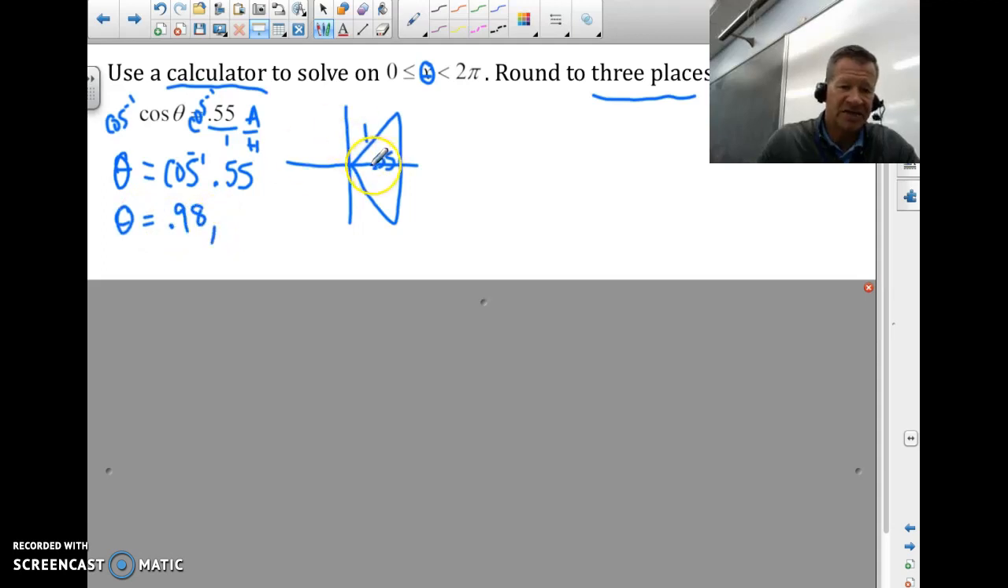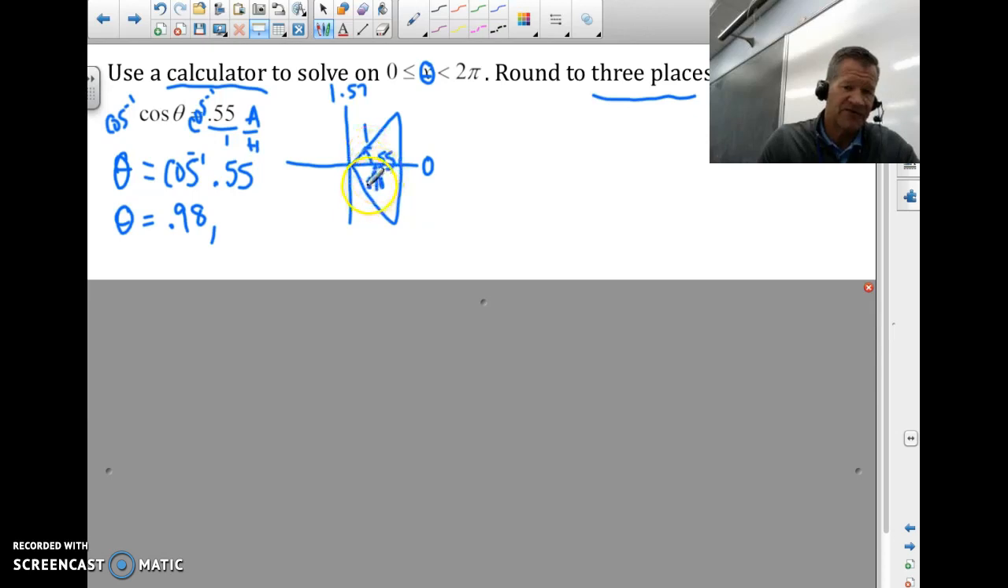So that means this angle right here is 0.98. Now that should make sense because I know this is 0 and I know this is pi over 2, which, half a pi, is about 1.57. So it makes sense that 0.98 would be in there. Now, not only is that one of my answers, but that's my reference angle in both of these quadrants.